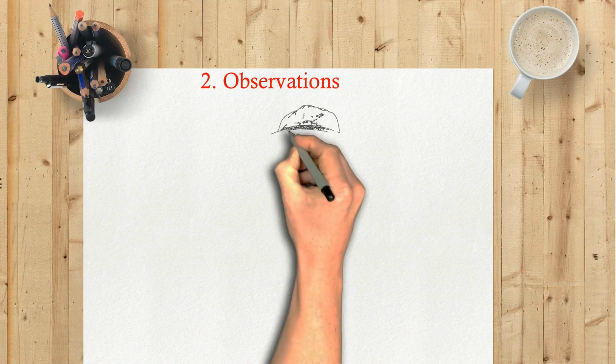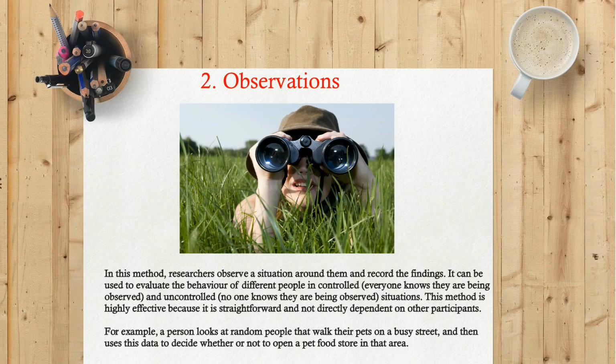2. Observations. In this method, researchers observe a situation around them and record the findings. It can be used to evaluate the behavior of different people in controlled (everyone knows they are being observed) and uncontrolled (no one knows they are being observed) situations. This method is highly effective because it is straightforward and not directly dependent on other participants. For example, a person looks at random people that walk their pets on a busy street, and then uses this data to decide whether or not to open a pet food store in that area.